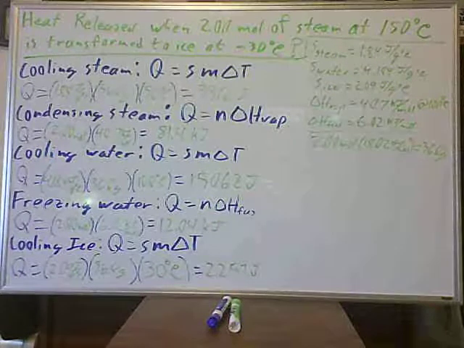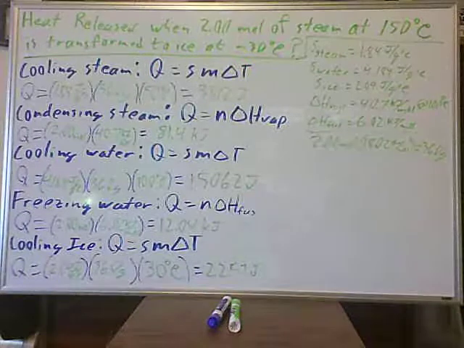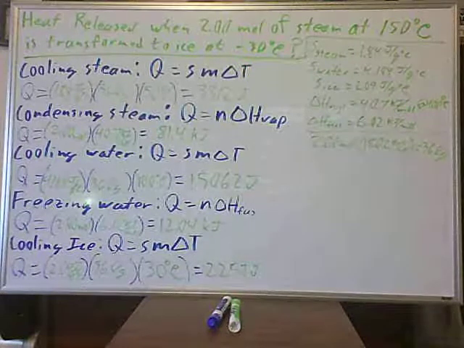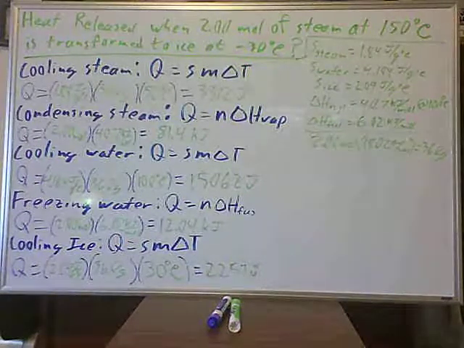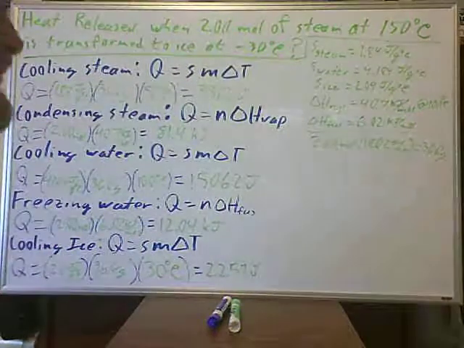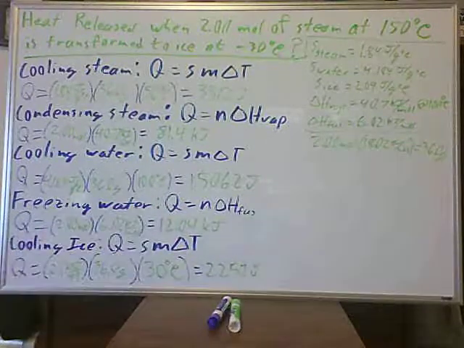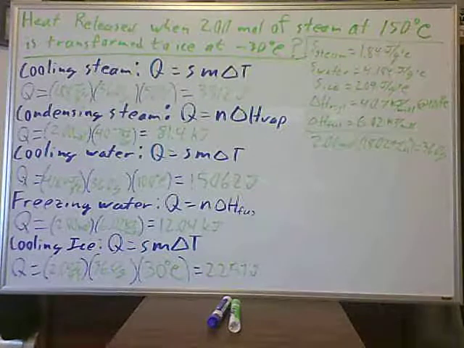Each time we have a single phase, we're using the specific heat equation, Q equals S m delta T. When we are condensing the steam, we're using Q equals moles times the heat of vaporization. And when we're freezing the water into ice, we're using Q equals n times the heat of fusion.